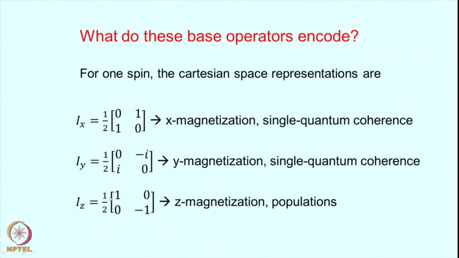The Iz here, the diagonal elements are non-zero, off-diagonal elements are 0. Therefore this represents the populations, and the populations will indicate to you the Z magnetization.